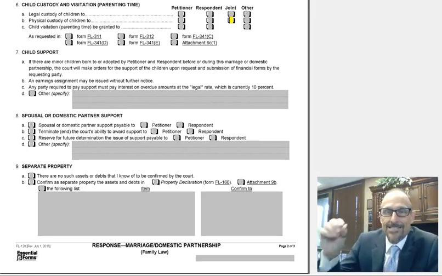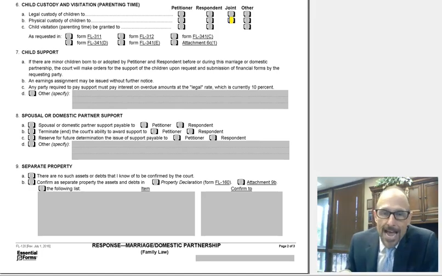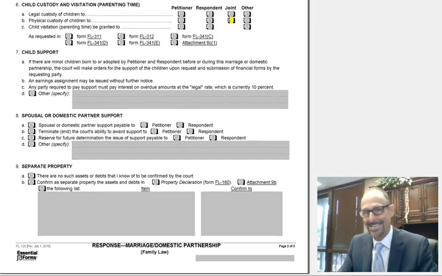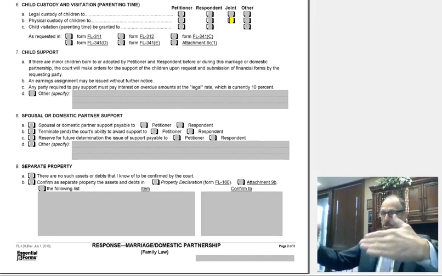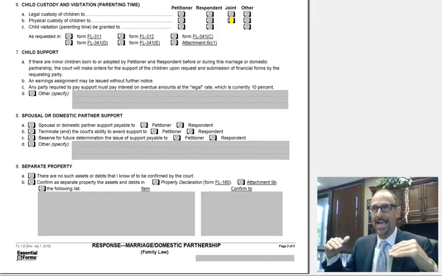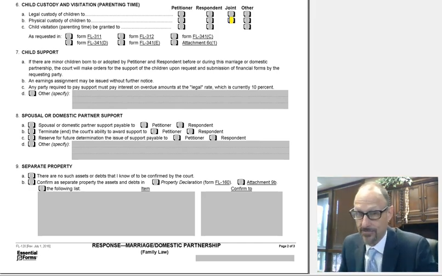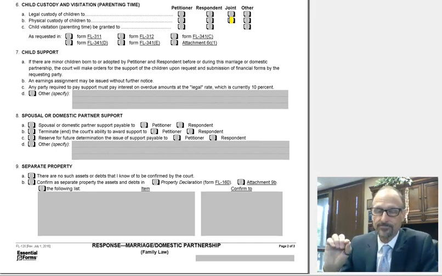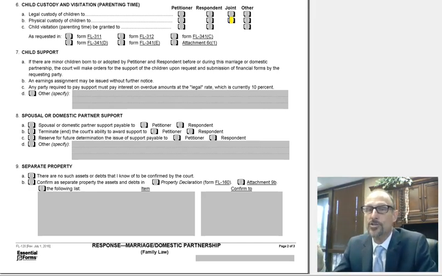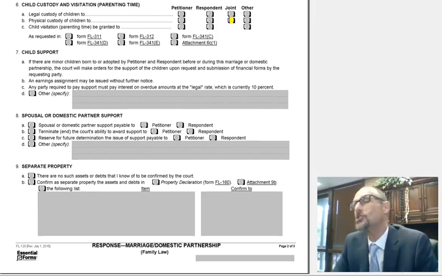So the next one is 8B. If you want to ask the court to terminate the jurisdiction to award spousal support to the other party, then you can mark B, and in this case you would mark petitioner. If you want to take the super easy route and not take a chance of angering anybody, you can skip A and B, mark C, reserve for future determination of issue of spousal support to, and then you can mark yourself, respondent. That would keep it as nice as you possibly can.